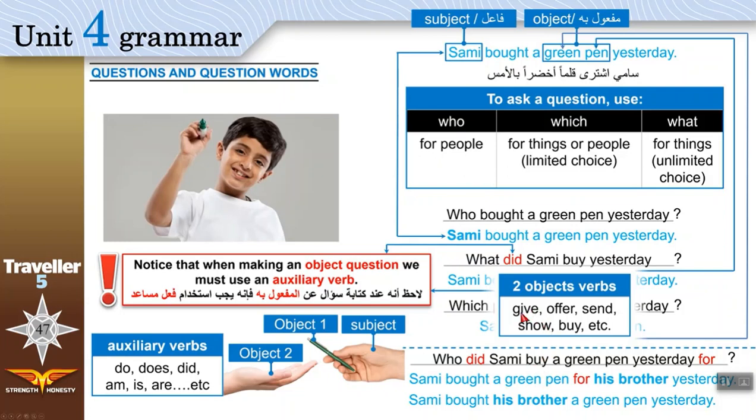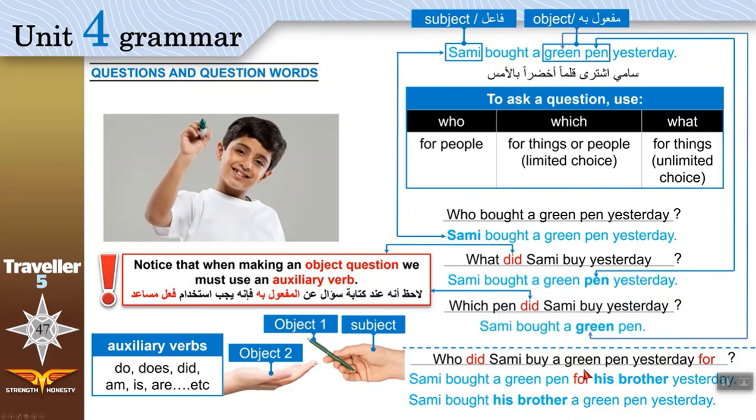Buy and give are some of the verbs that can take two objects. Can we do this with all English verbs? No. The verb eat, for example, can only take one object. I ate my food. You can't use a second object. But verbs like buy, give, offer, and show, these are not the only verbs, but these are the most commonly used verbs that can have two objects.